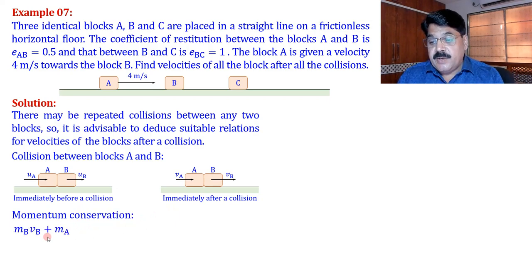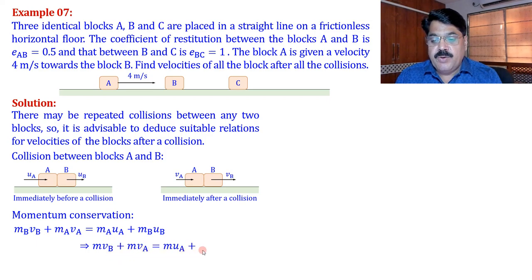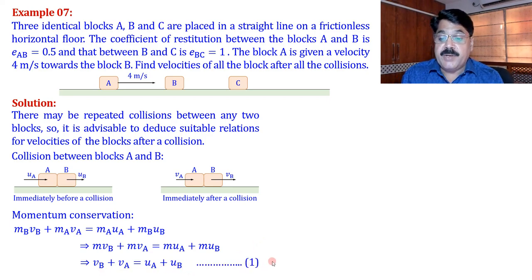MB/VB plus MA/VA is equal to MA/UA plus MB/UB. Now we substitute values as masses are equal, so the masses will cancel out. So what we get? MVB plus MVA is equal to MUA plus MUB. So after cancelling mass, what we get? VB plus VA is equal to UA plus UB. That is equation number 1 from conservation of momentum.